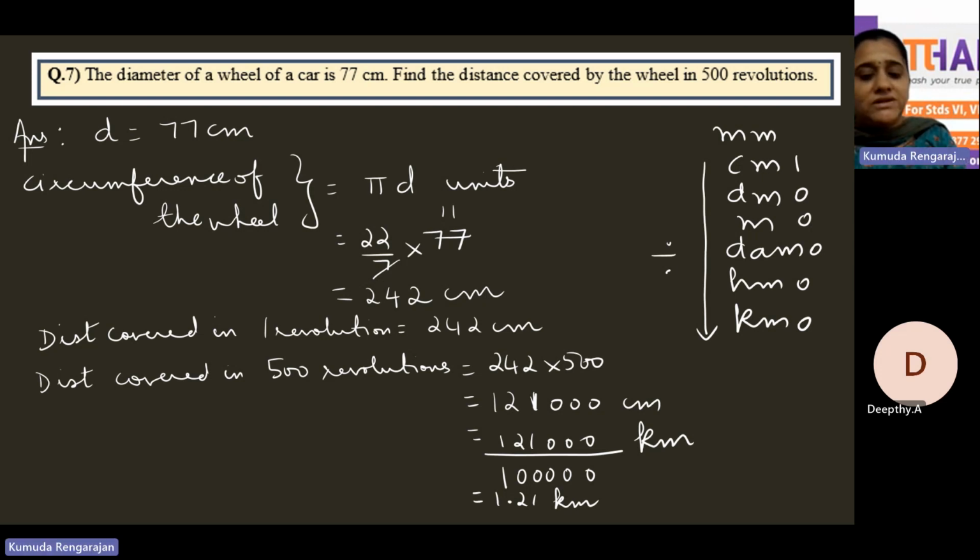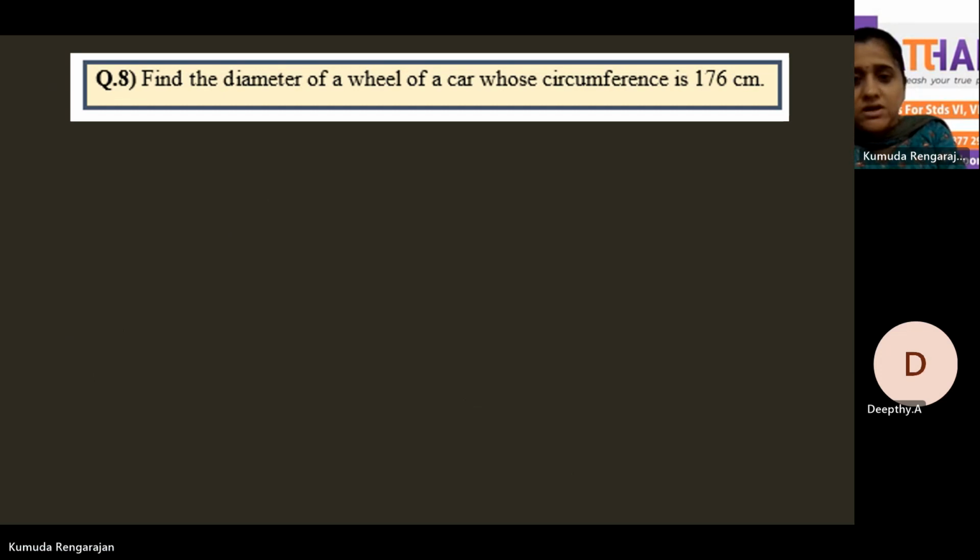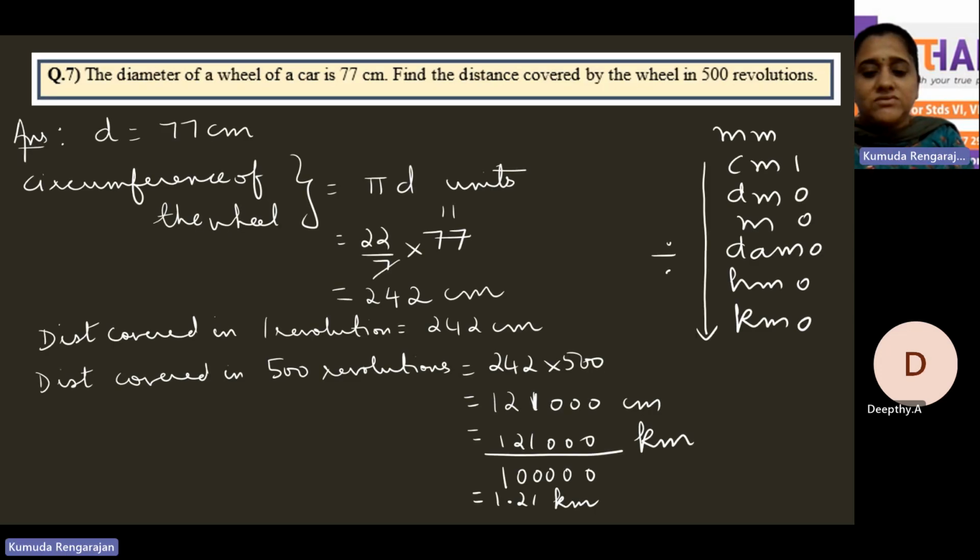If meter, then how do you convert centimeter to meter? Divide by 100. Correct. You will get 12,100 meters. Okay. Understood this one? Understood, children? Deepti, any questions here? Oh, I think you got it by yourself. Okay, fine.